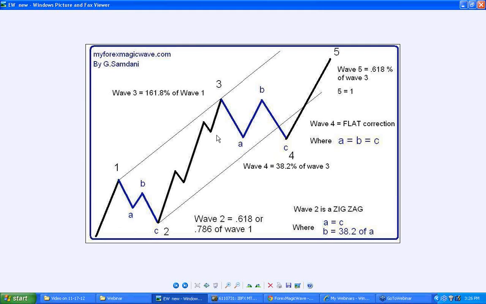So let's say this is a zigzag, it's a flat, but the measurement is usually 38.2% of wave 3. Another law applies here. The Elliott Wave law is that wave 4 should not come into the territory of wave 1. Okay, so it should stay above the height of wave 1. Always. If it comes inside, then it's not a fourth wave, it's something else. Okay, so that's another rule. So wave 4 is what? 38.2% of wave 3.